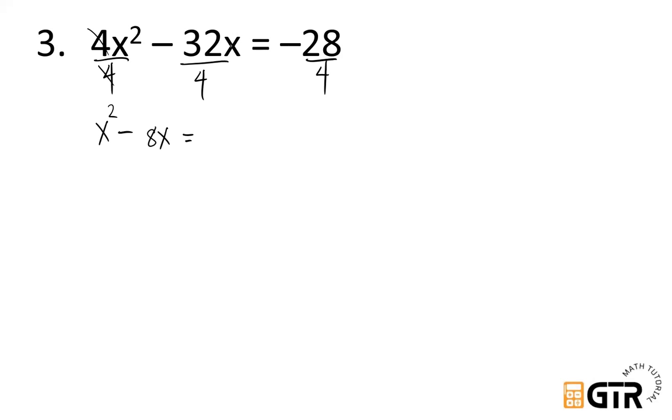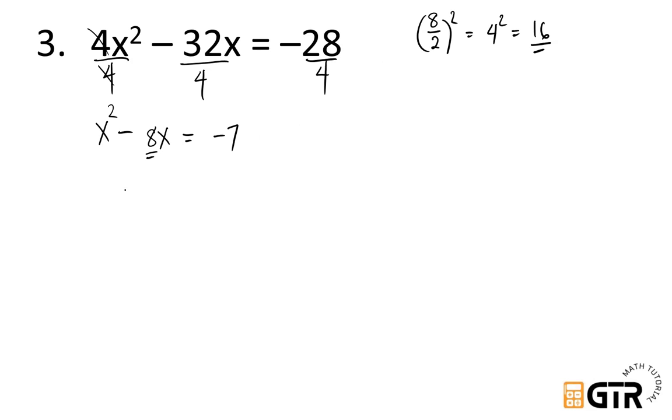Madali ito kapag ang coefficient nitong x ay even number. Wala tayong fraction. So 28 over 4, that is 7. So we have negative 7. Okay, so next step, add tayo ng b over 2. 1/2 ng b. Ang b yung coefficient ng x. Okay, so 1/2 ng b or 8 over 2. Pares lang din yon. 8 divided by 2, then square. So 8 divided by 2, that is equal to 4 squared. So that is equal to 16.